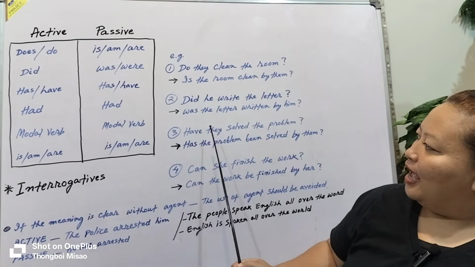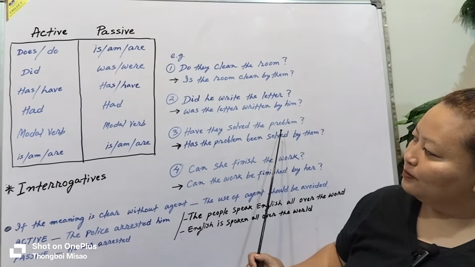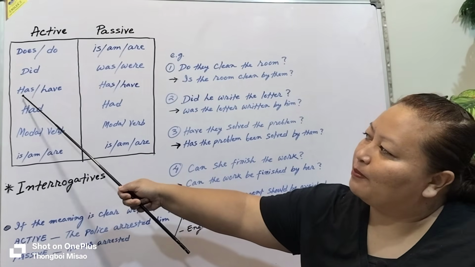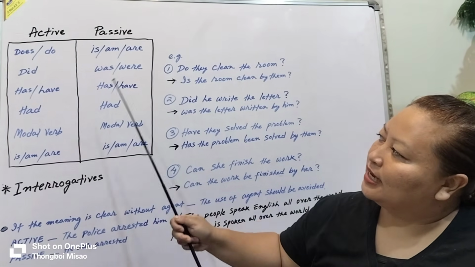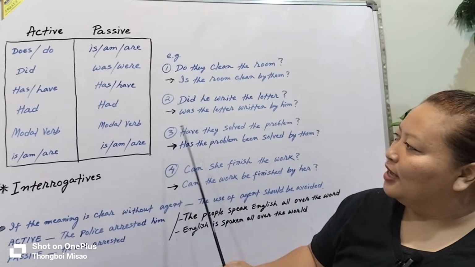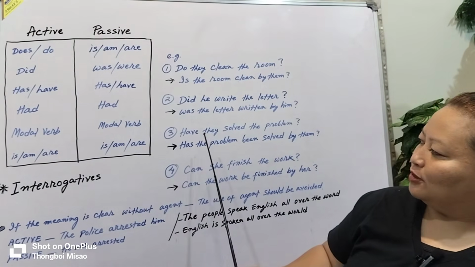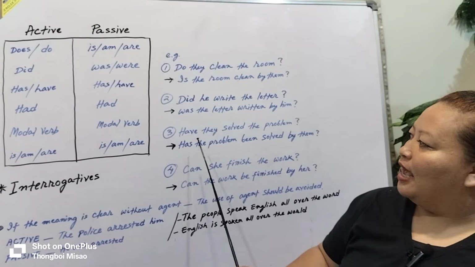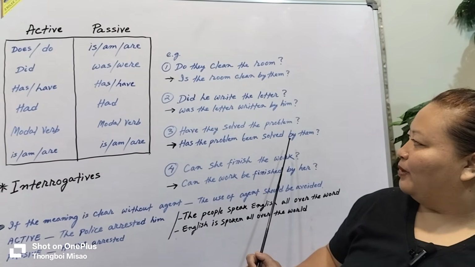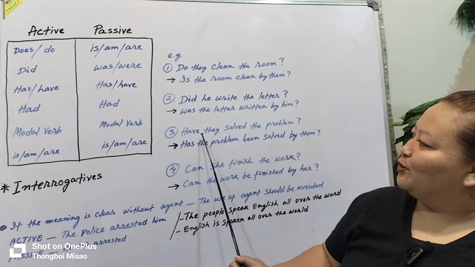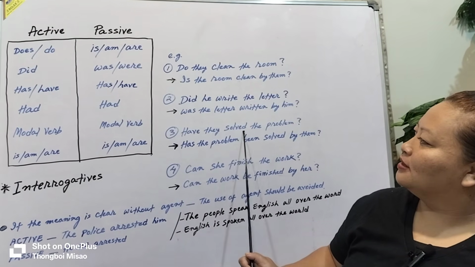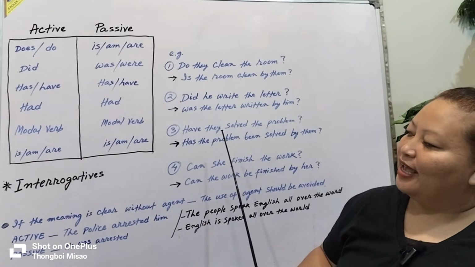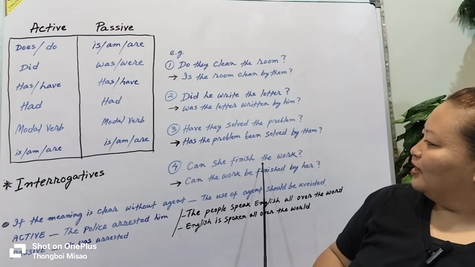Okay. Have they solved the problem? Have becomes has in the passive voice. Active voice: Have they solved the problem? Passive voice: Has the problem been solved by them? Here "been" is used because it is present perfect tense.